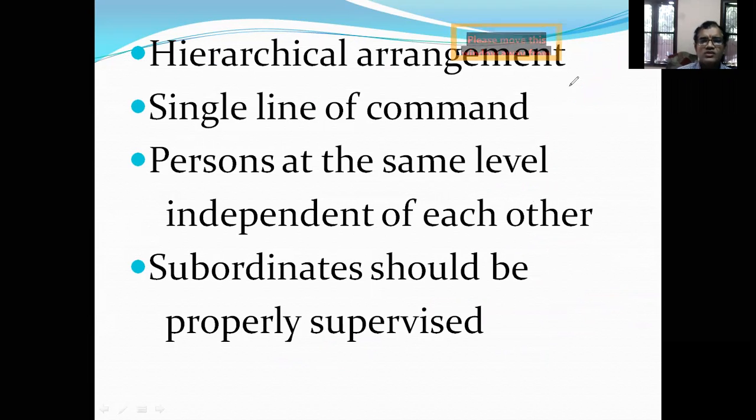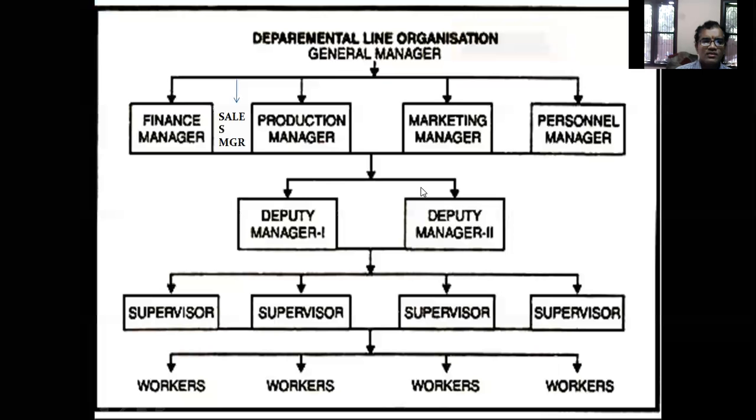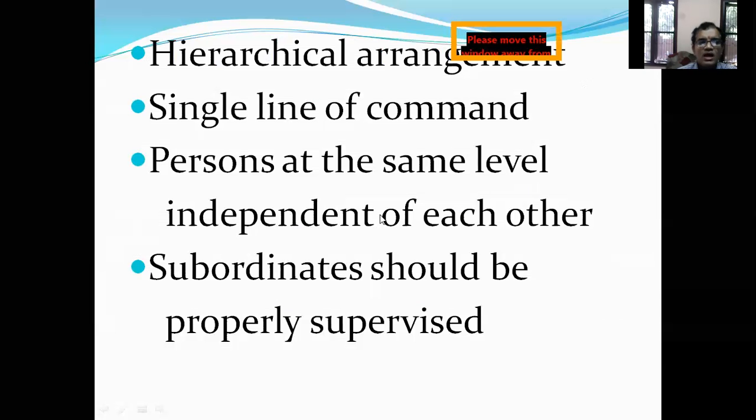What do you mean by it? I will show. See, these are the various managers. The finance manager cannot control the sales manager. The sales manager cannot control the marketing manager. They enjoy the same position. They can be controlled only by the general manager. That is what you mean by saying that persons at the same level are independent of each other. They do not depend on others for orders. They receive orders from the top, their top level management.